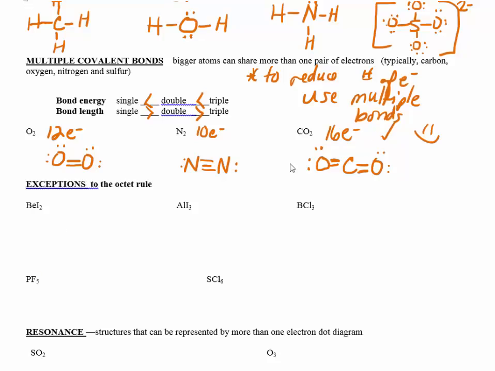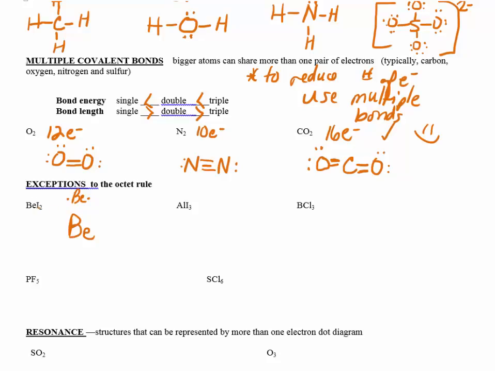So let's talk about some of the exceptions to the octet rule. That means these don't always want to have 8 around it. The first one we're going to look at, and we see sometimes, is beryllium iodide. Now these happen with the larger halogens a lot of times. Beryllium, I know you're probably going, wait, it wants to be ionic. If it's with a halogen that has a really small electronegativity, when you draw it, beryllium only has 2 valence electrons.